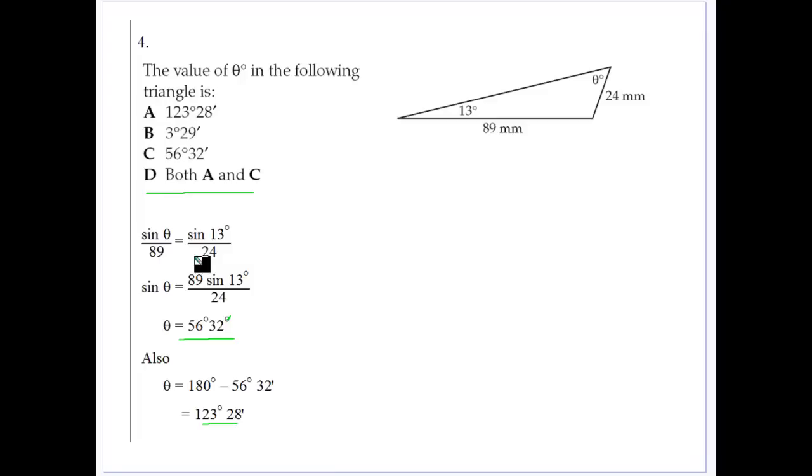It doesn't happen very often, but again, what it's about is understanding what our diagram looks like, what our given problem looks like, and whether we could get two answers for theta, depending on whether the side opposite is large enough for that to happen.